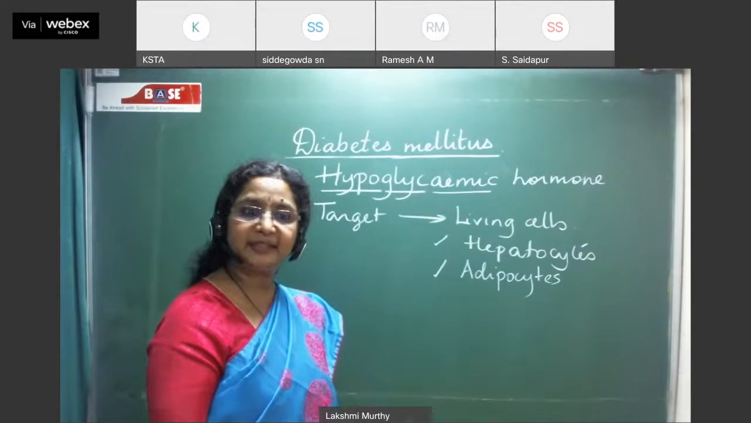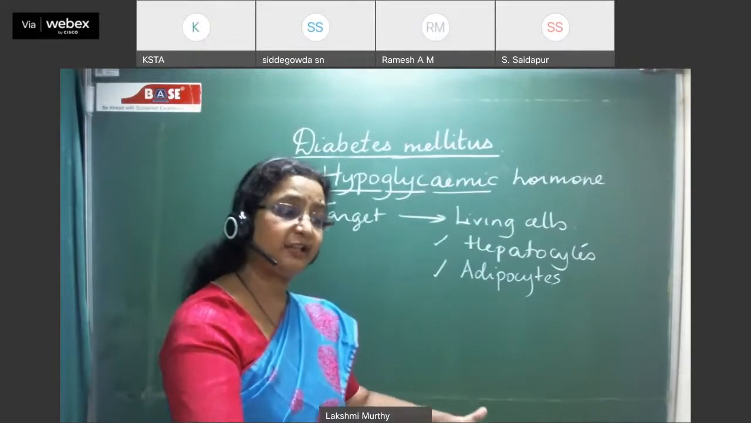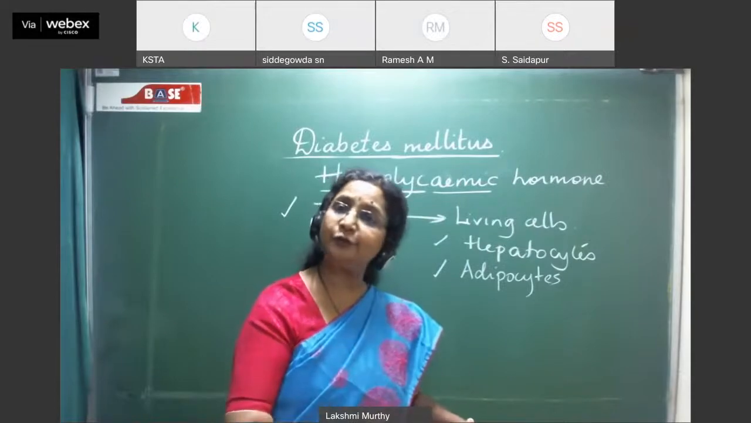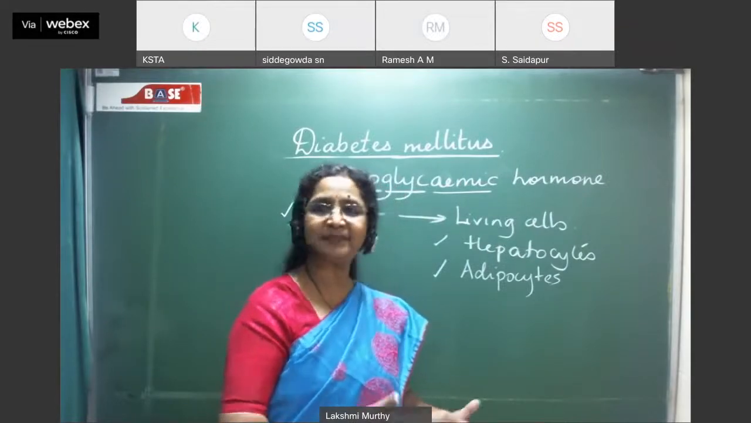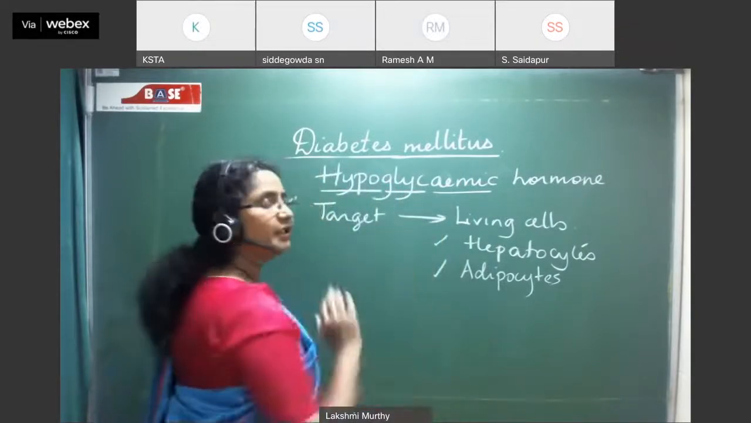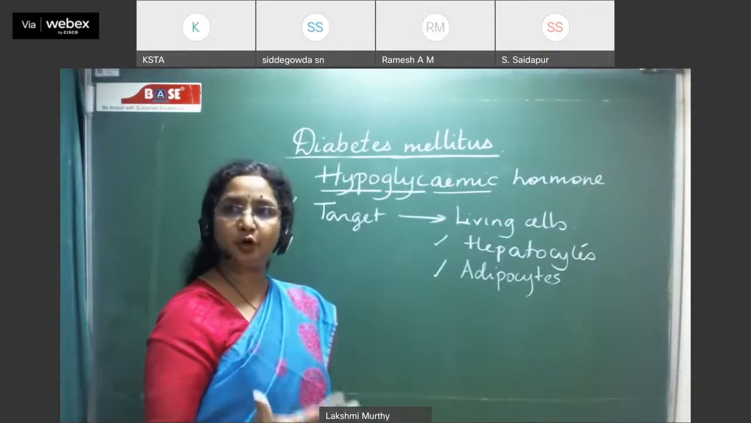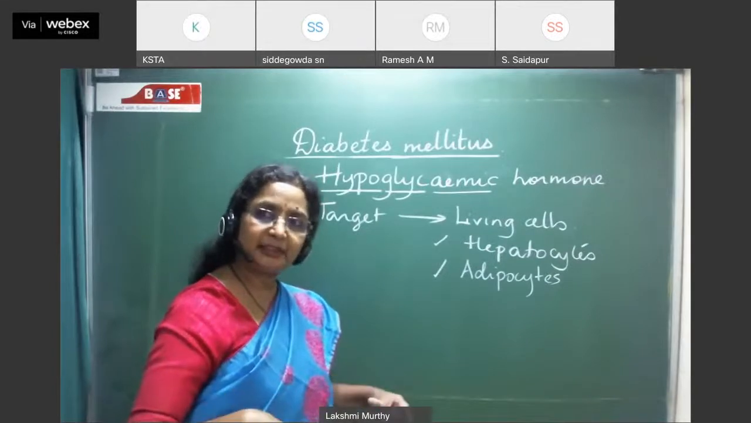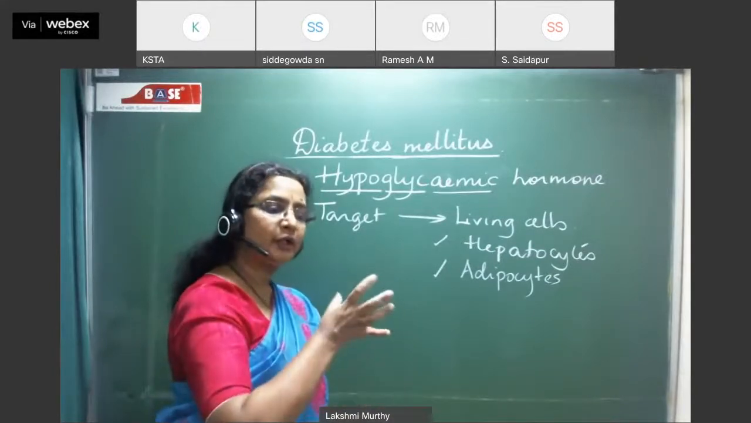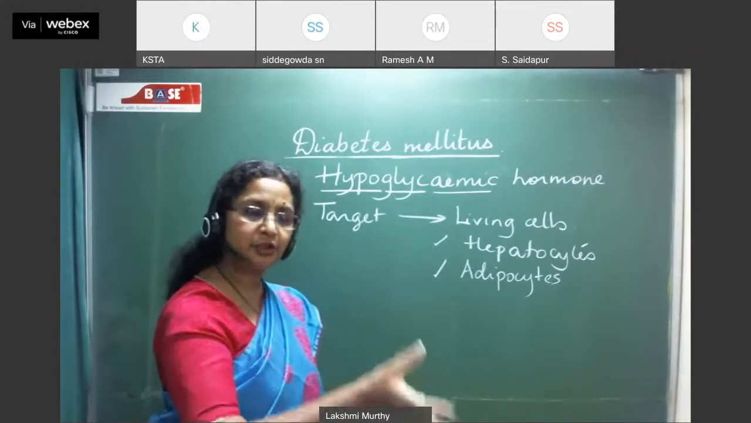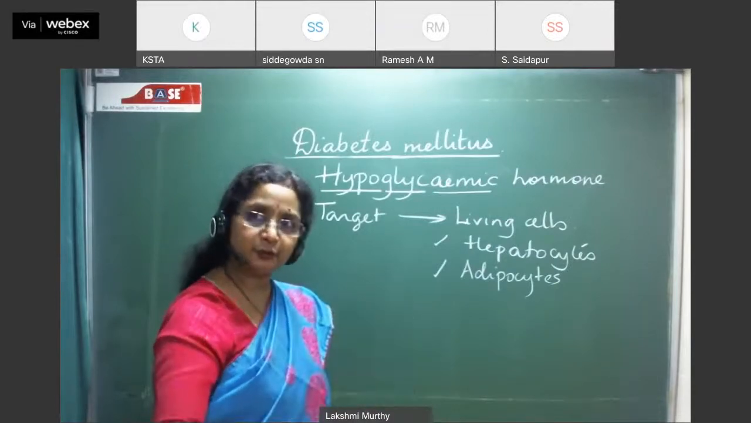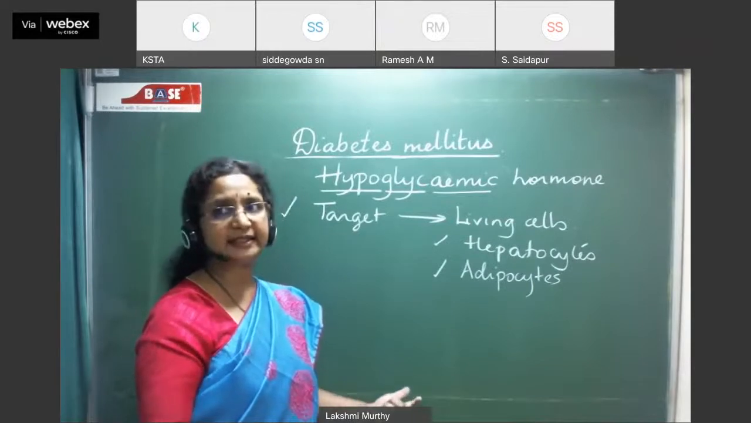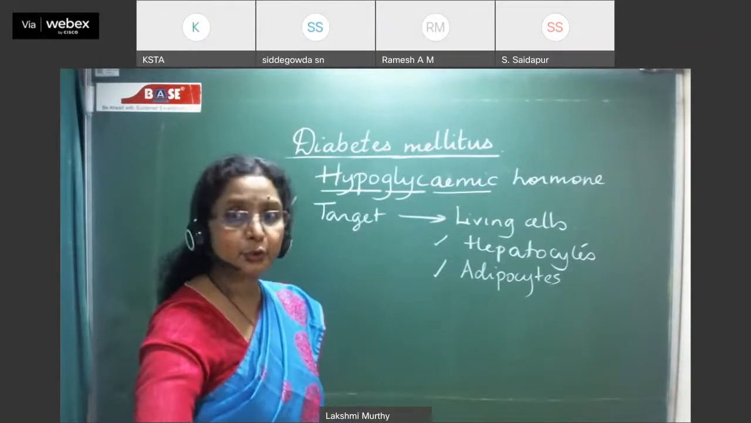As a result, when insulin makes cells take up glucose, naturally the level of glucose in the blood will come down. Therefore, insulin is called a hypoglycemic hormone. So remember, insulin is helping to trigger a pathway so that glucose is converted to glycogen, glucose can be converted to fats, glucose can be used for cellular respiration, etc. That is what insulin is doing.